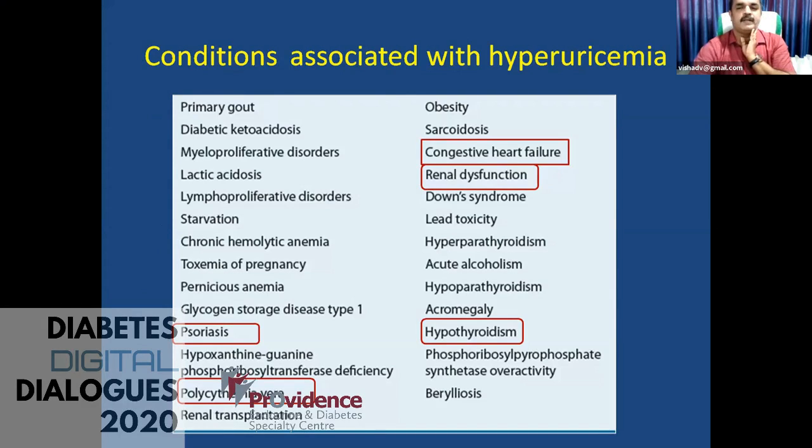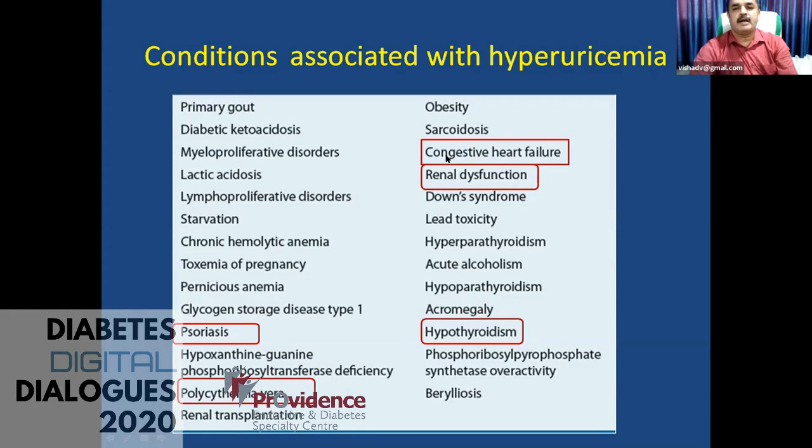There are an infinite number of conditions associated with hyperuricemia, but the ones important in clinical practice, or at least those we see on a not so irregular basis, are these. We occasionally have patients with psoriasis who present with hyperuricemia. We have picked up 5 to 6 patients with polycythemia vera who presented with just hyperuricemia. Hyperuricemia is a marker of congestive cardiac failure and renal dysfunction. So these would need to be addressed too. And hyperuricemia can be a manifestation of hypothyroidism as well.